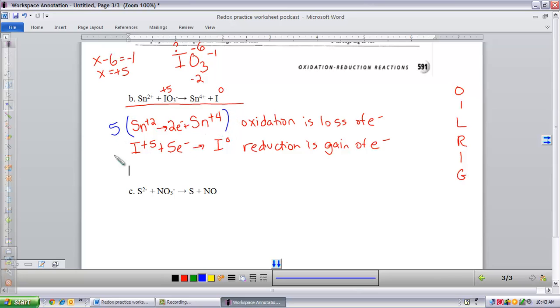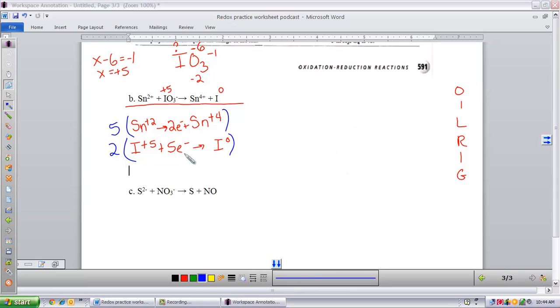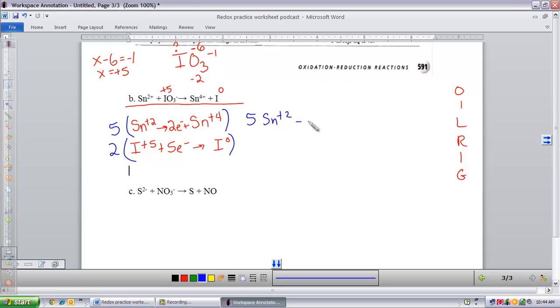If I do that, then that means this whole half reaction has to be multiplied by 5 so that I can get 10 electrons. This whole half reaction has to be multiplied by 2 so that I can get 10 electrons down here. So I'm going to rewrite this as it's after it's been multiplied, and then we'll add them together and let's see what happens. So we have 5 Sn2+ making 10 electrons and 5 Sn4+.